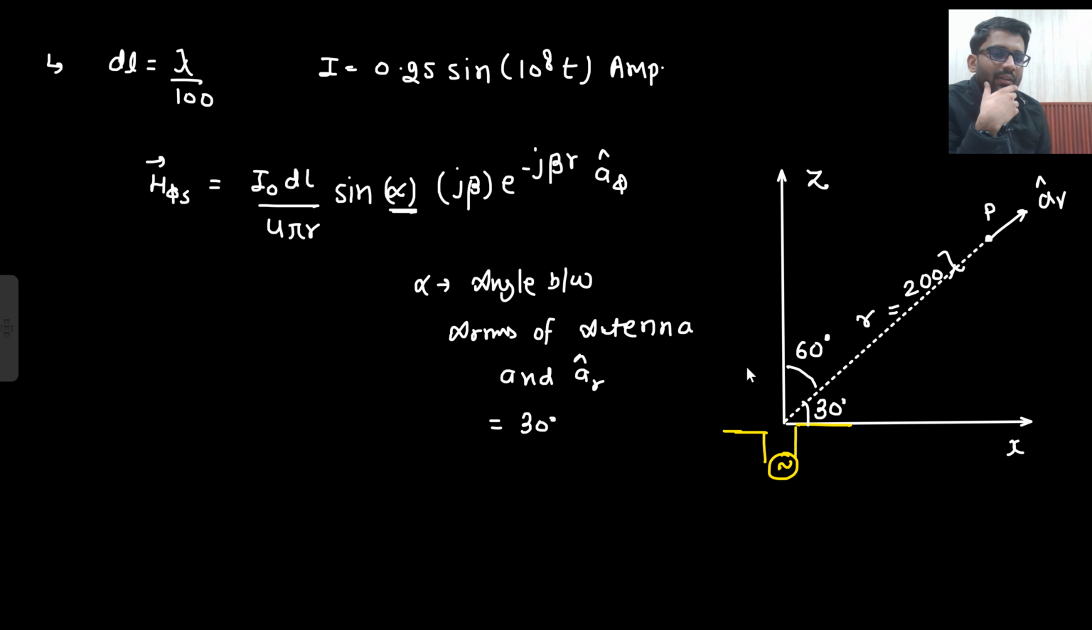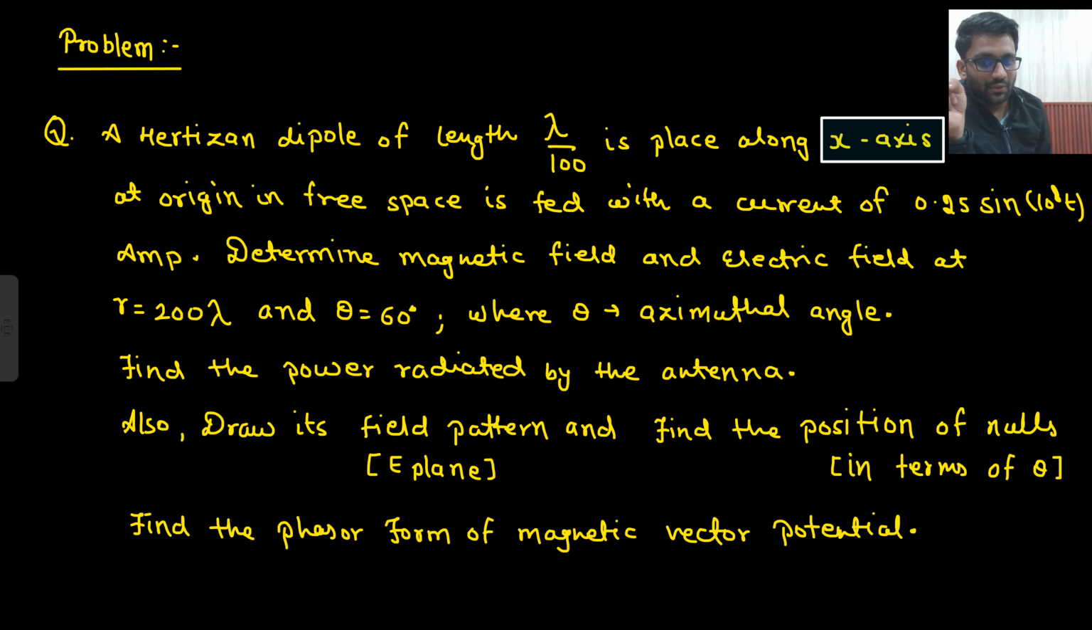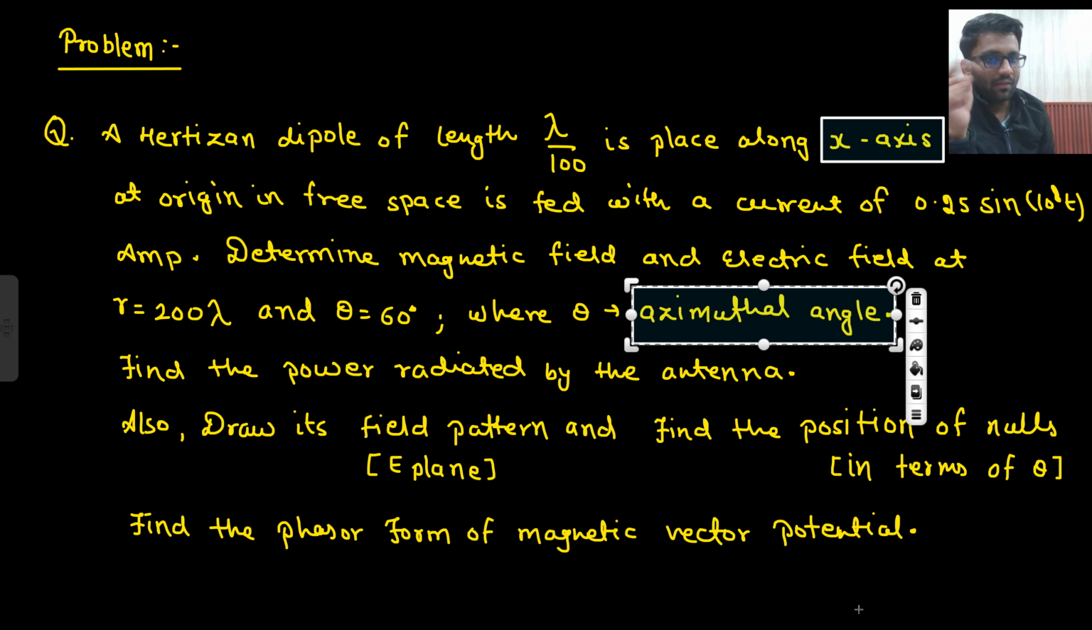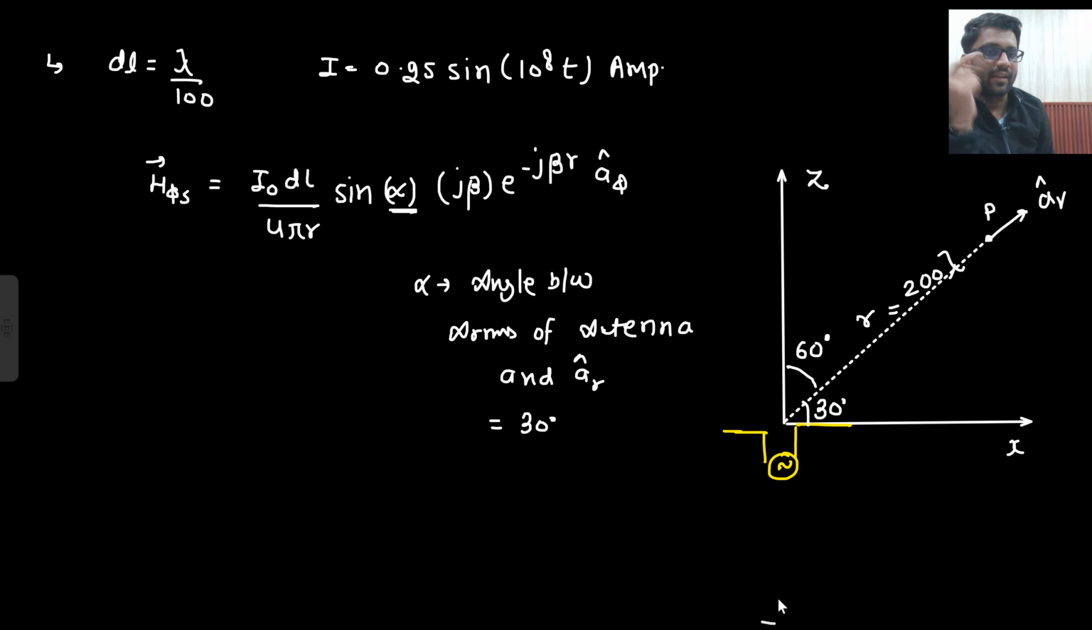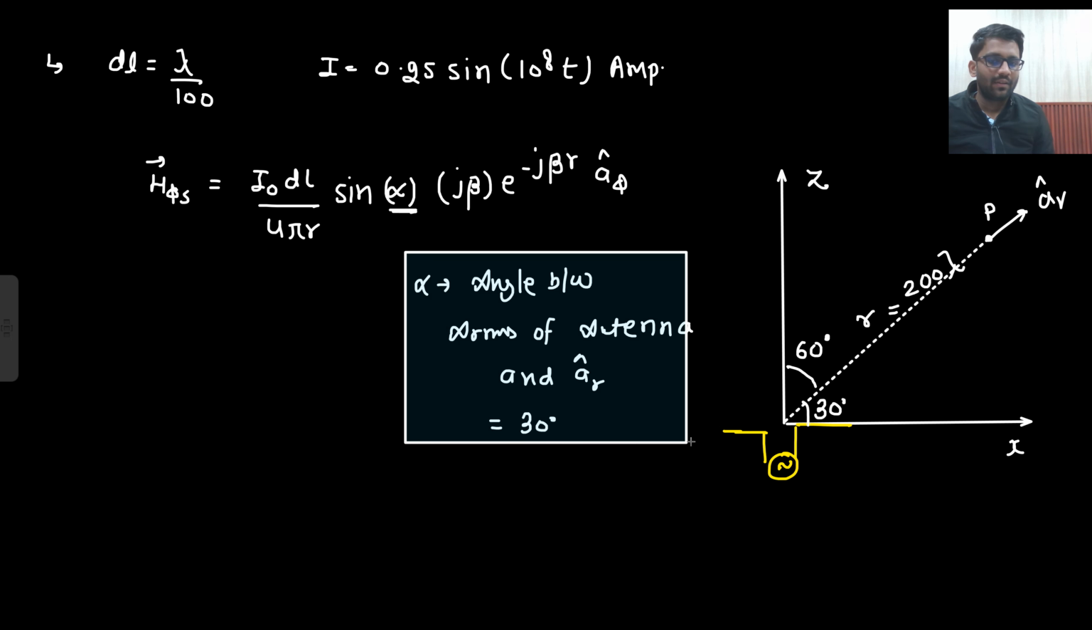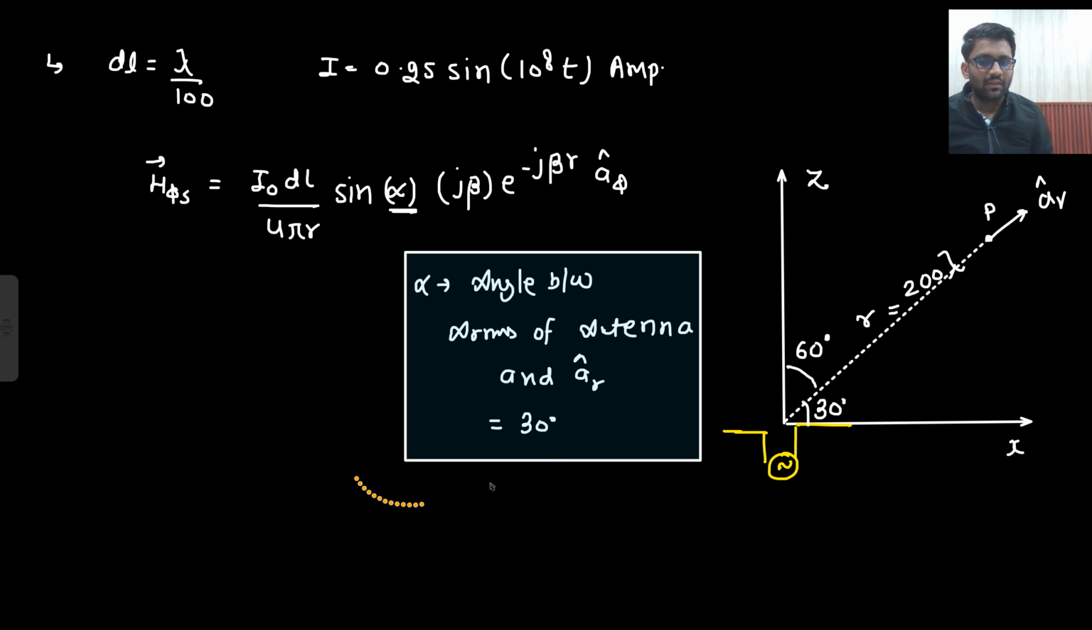Are you getting this point? Luckily, when we derived all the expressions, our theta was the azimuthal angle, along with that, it was the angle measured from the arms of the antenna and the a_r cap. But here, if I place it along the x-axis, then the angle given is 60 degrees. 60 degrees is your azimuthal angle. This is not the angle between the arms of the antenna and the a_r cap. The angle between the arms of the antenna and the a_r cap is 30 degrees. So here I need to put 30 degrees. A very important point, which students usually miss.